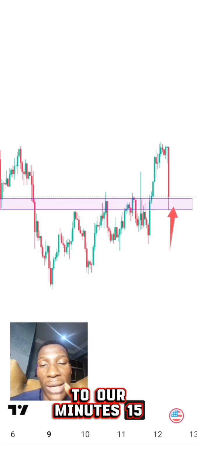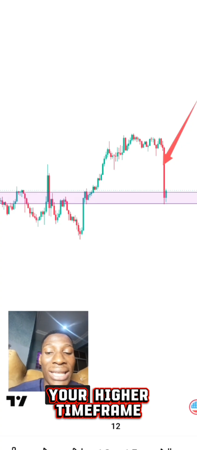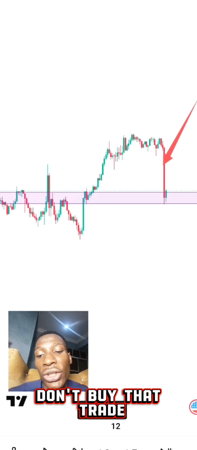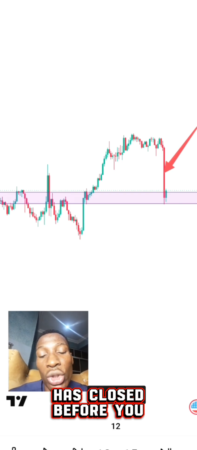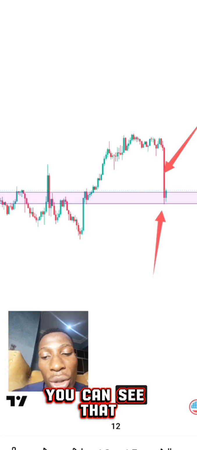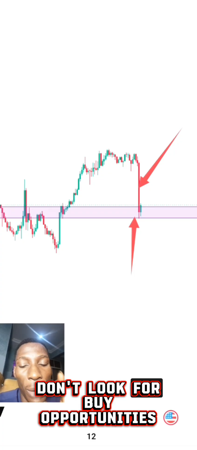You need to go to our minute 50 time frame to look for confirmation. If you're looking for a buy and you see a long candlestick, a very long candlestick like this on your higher time frame, maybe your day 1 or your H4, don't buy that trade until it has closed. Do you understand? Until this candlestick has closed before you can enter. And if possible, let it close with rejection. You can see that it closed with weak. So if possible, let it close with weak below it before you start looking for a buy opportunity. If it doesn't close, don't look for buy opportunities.